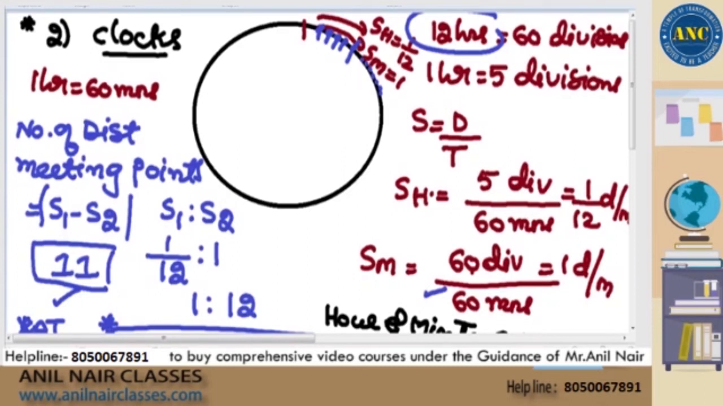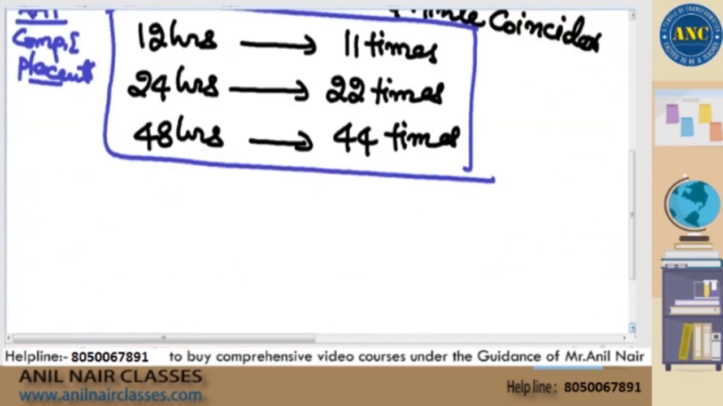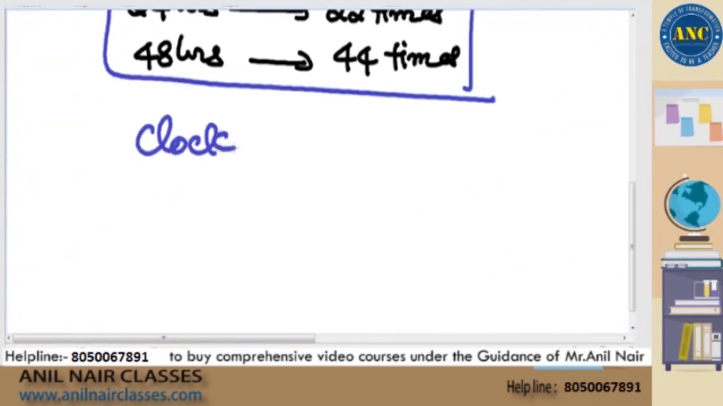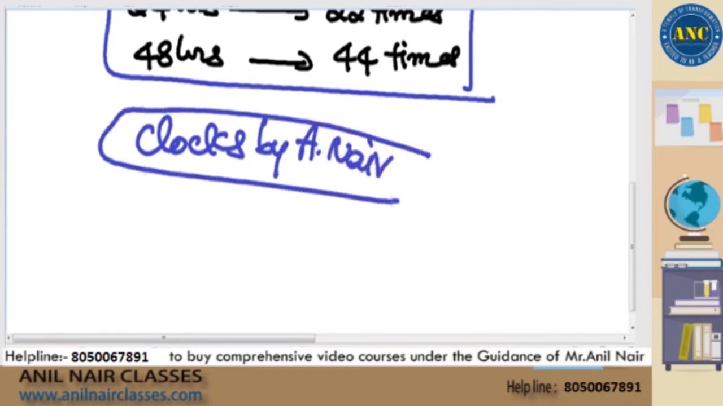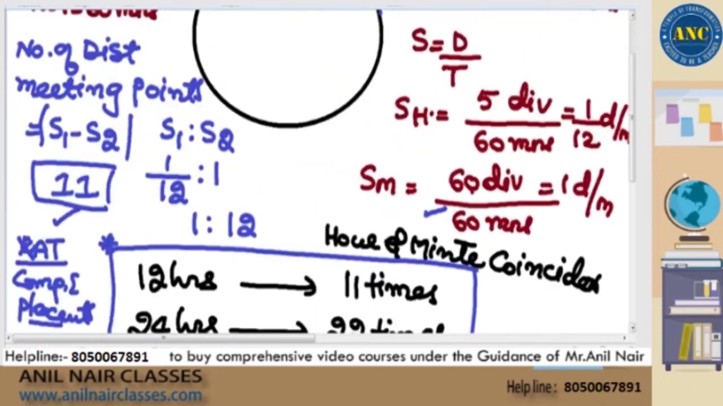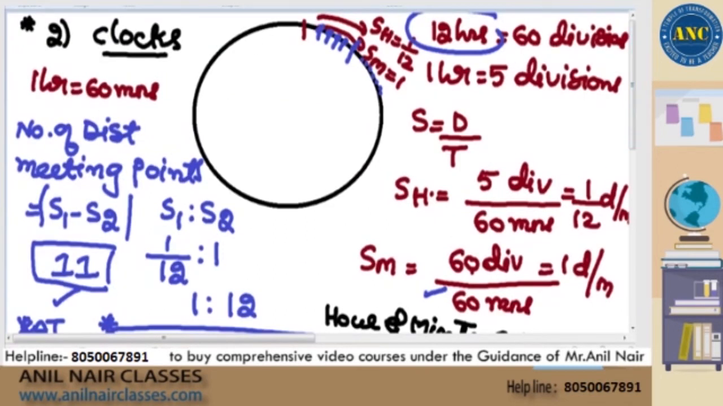Lakshmi Narayana, just to tell this question, for 12 hours you are getting 11 times because between 11 and 12, the hour hand and minute hand will not coincide. Why will it not coincide? You can see it from the time's perspective by listening to Clocks by Anil Nair on the YouTube channel. For the first 6 hours, both hands will not coincide. Why are they not coinciding 12 times in 12 hours? Because from 11 to 12, the hour hand and minute hand will not coincide.